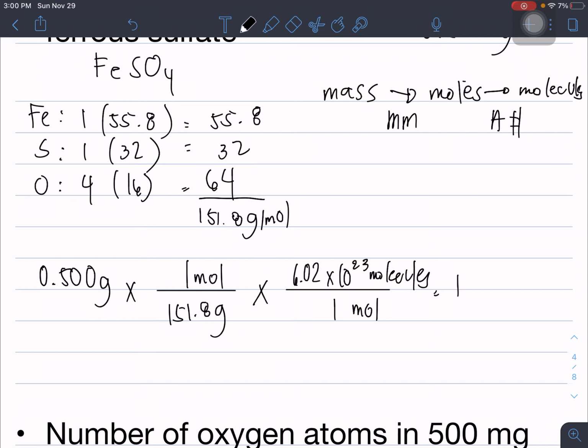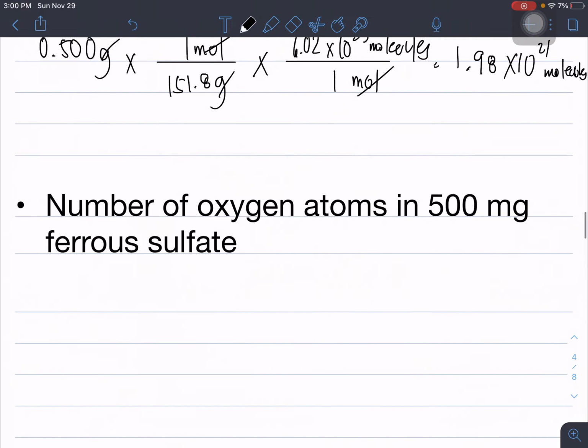The answer will be 1.98 times 10 raised to 21 molecules. The unit will be molecules, so we should cancel similar units here.